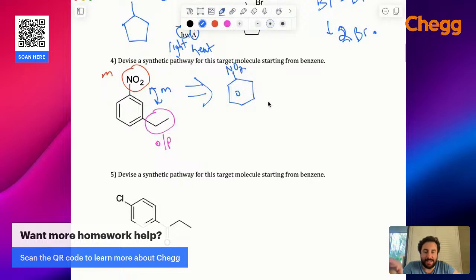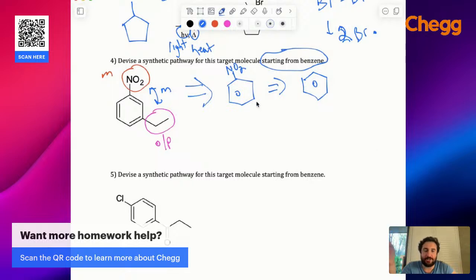It can't be ethylbenzene because ethylbenzene is an ortho-para director. So if we nitrated ethylbenzene, we would get the nitro group in the ortho or para position. That's not what we want. We're trying to get this one with a meta relationship. So we have to go back to nitrobenzene, and then from there we can go back to benzene. Right? Starting from benzene, we're good.